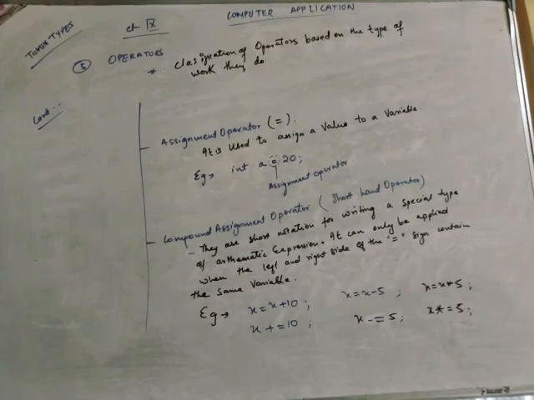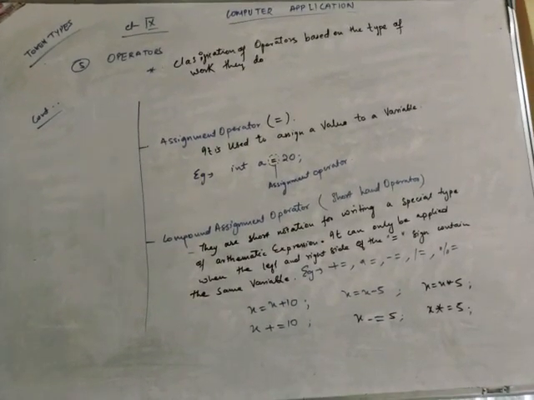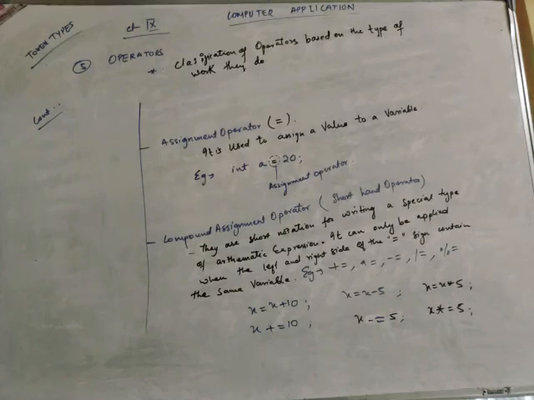So what are the examples of arithmetic compound assignment operators? They can only be formed with respect to the arithmetic operators. The types of compound assignment operators are plus equal to, into equal to, minus equal to, division equal to, and modulus equal to. So with this we complete the classification of operators. We have finished with one type of token, that is operators.